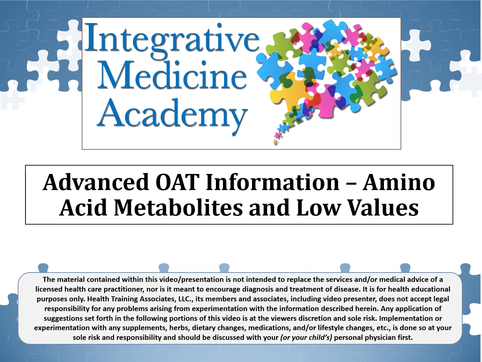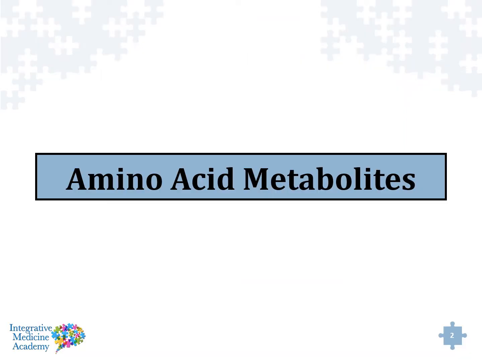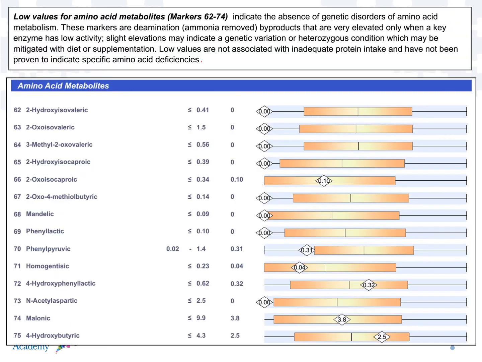The title of this short video is Advanced OAT Information, that is Organic Acids Test Information, specifically looking at the amino acid metabolites and low values. So under the amino acid metabolite section of really any organic acid test, it's important to understand what these markers are and what their significance is when things are elevated.